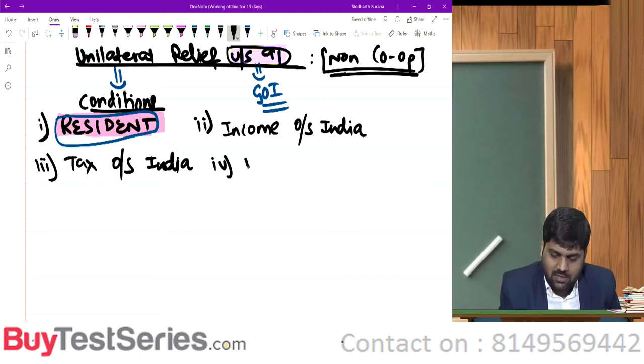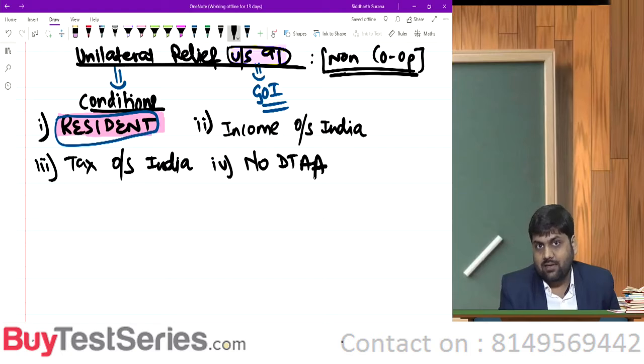And the last condition is that there should not be any double taxation avoidance agreement between India and that country. There should not be any DTAA. Wow. It is like saying, listen, dear assessee, if you have an agreement between the two governments, we will not give you unilateral relief. Wow. So don't give me unilateral relief. I can obviously take which relief? Bilateral. If there is already an agreement, I will take bilateral relief.